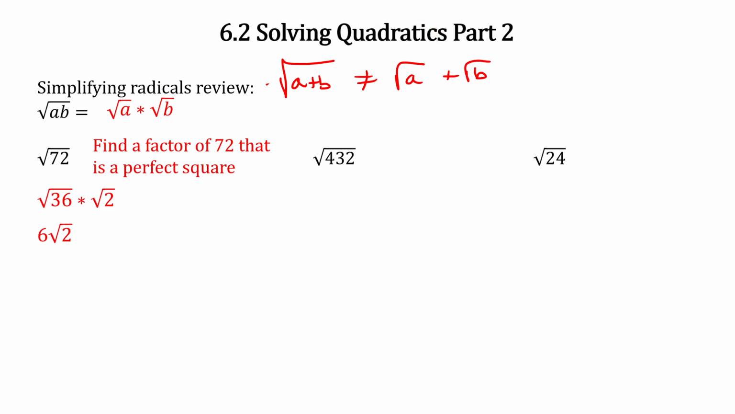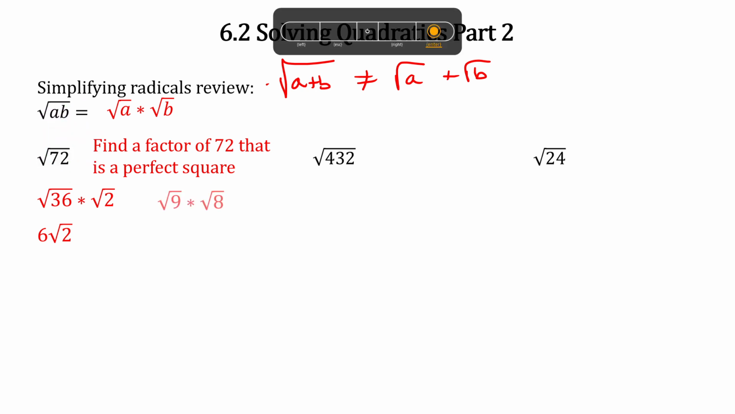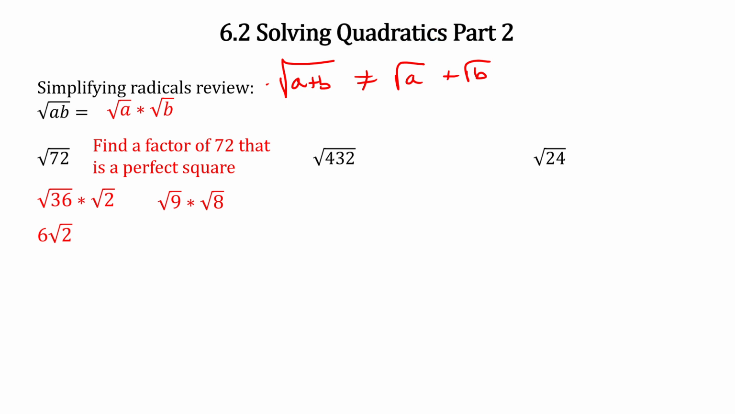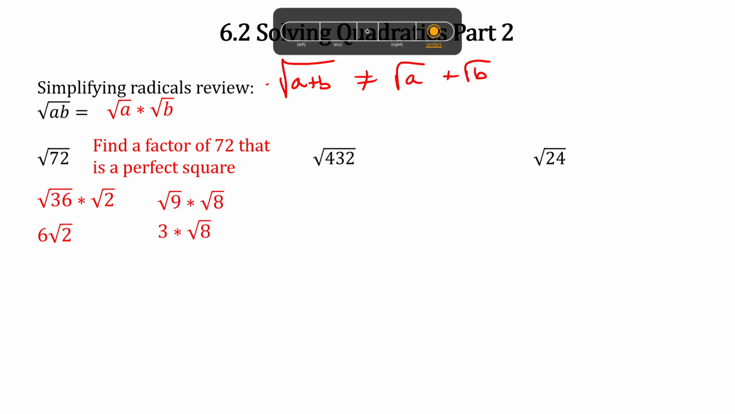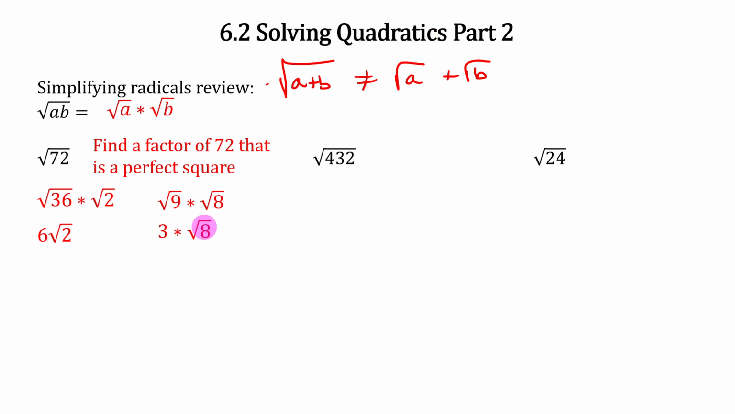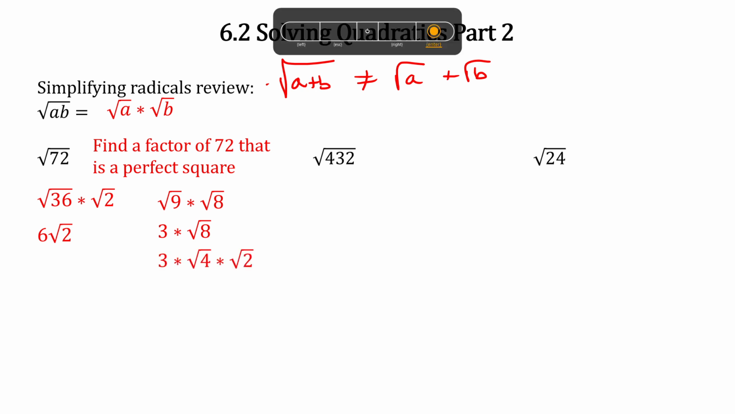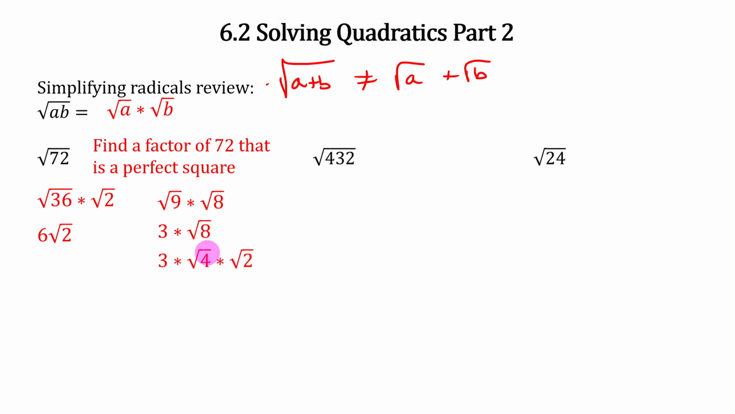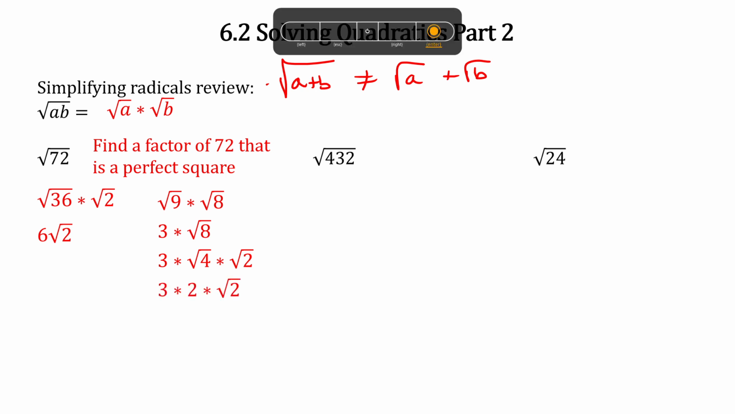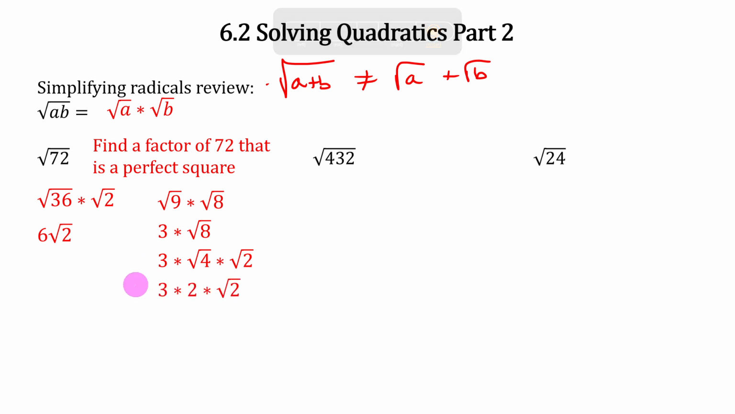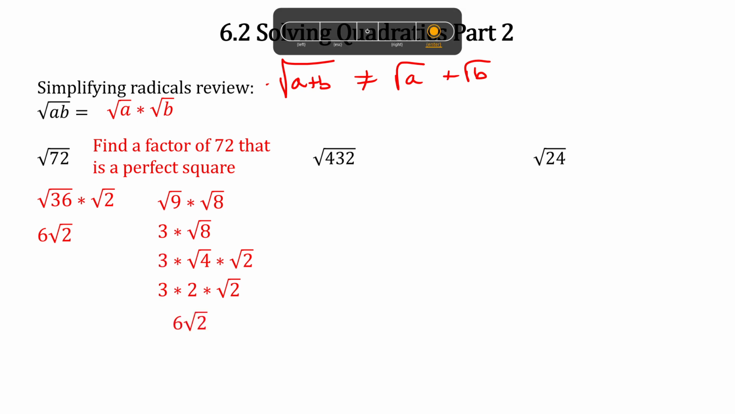Now, if you can't find a perfect square, just start asking yourself what multiplies to 72. It's also 9 times 8. So the square root of 9 times the square root of 8. Well, you know the square root of 9 is 3. But now you can keep going with the square root of 8. What multiplies to 8? 4 and 2. Well, the square root of 4 is 2. And so now you do 3 times 2 and you get 6. 6 square root of 2.